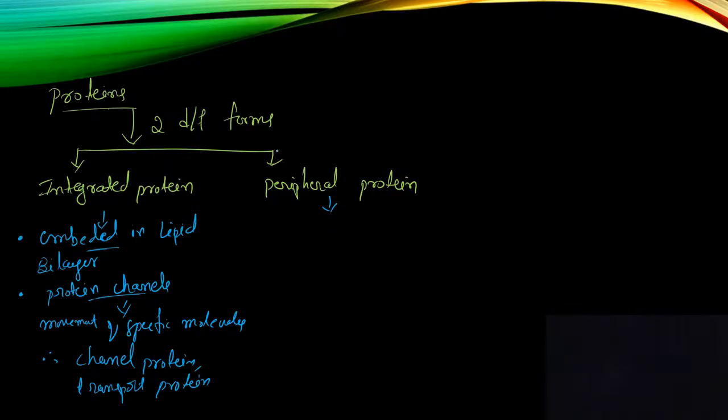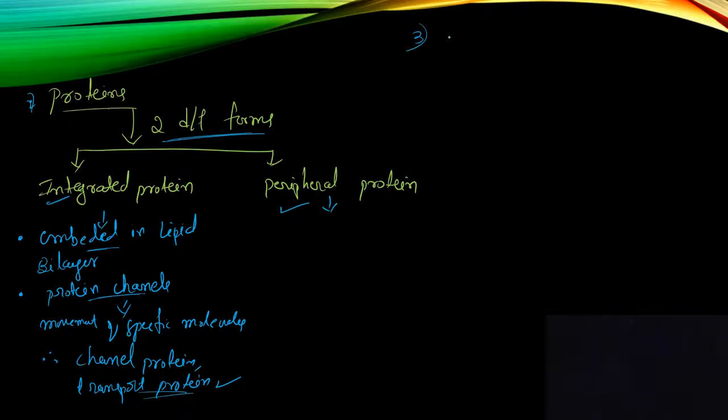Now, this is the protein, the other chemical. The proteins mainly exist in two forms: one is the integrated protein and the other is the peripheral protein. Integrated proteins, based on their specific work, are sometimes referred to as transport proteins. Now let me move on to another chemical component.